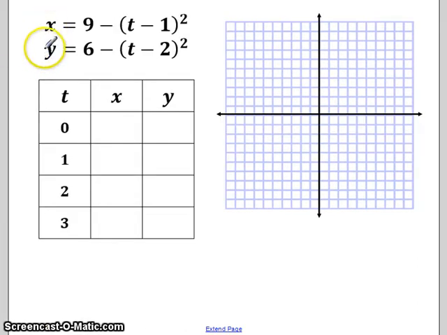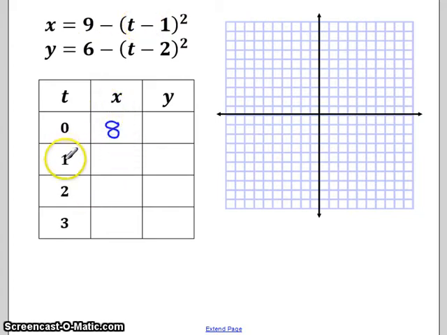Now we have x and y both depending on these quadratic functions of t. And so again, we'll start at t equals 0 and go through t equals 3. At t equals 0, we'll work with the x. 0 minus 1, we do inside the parentheses first. 0 minus 1 is negative 1. We square that, we get positive 1. 9 minus 1 gives us 8.